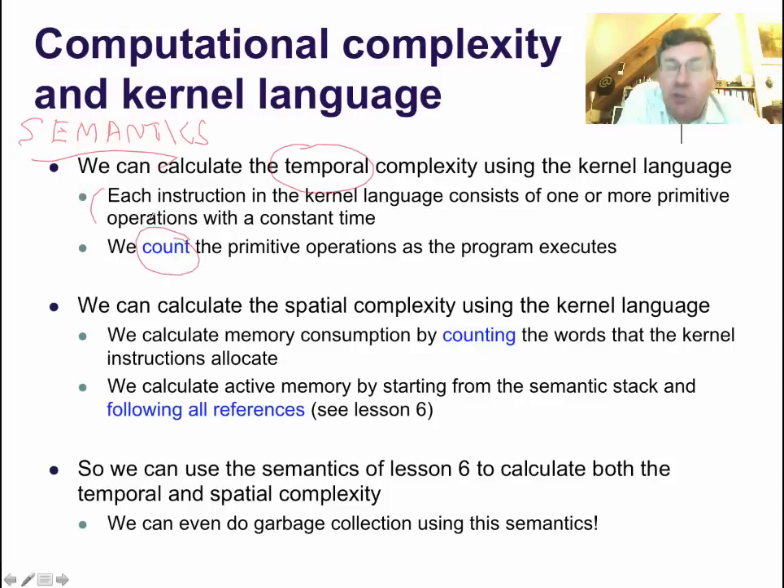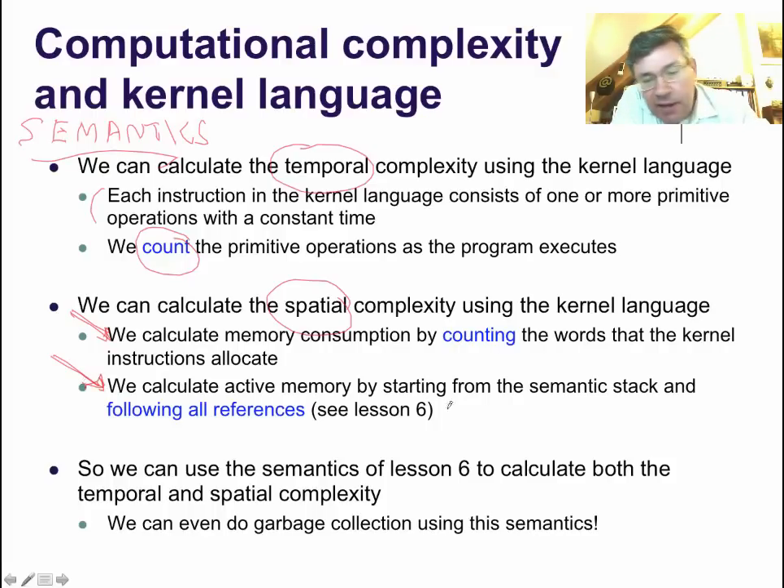So when the program executes in the semantics, we can also compute the spatial complexity, the memory consumption, and the active memory. So the memory consumption is calculated by counting the number of words that kernel instructions allocate. We know that. So that's pretty easy. The active memory is actually harder. We have to figure out which part of the memory is active and which part is inactive.